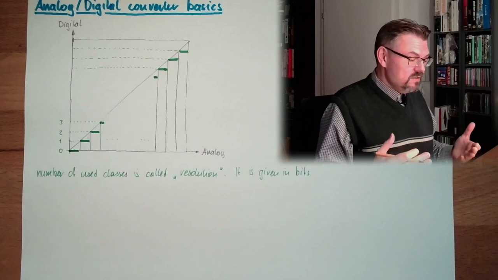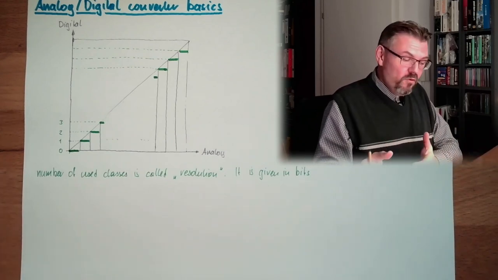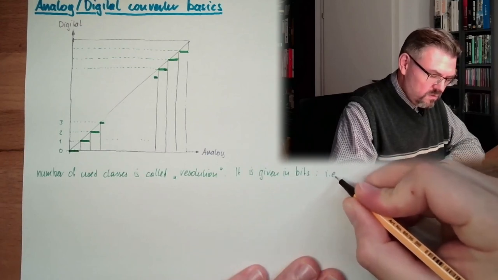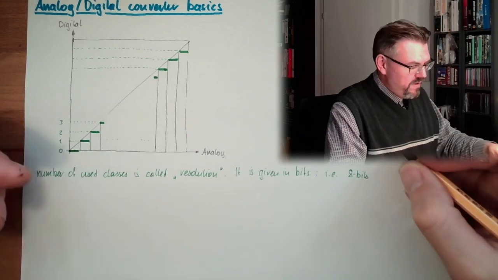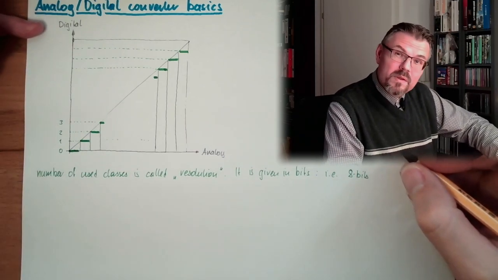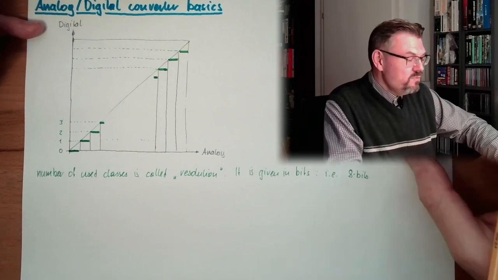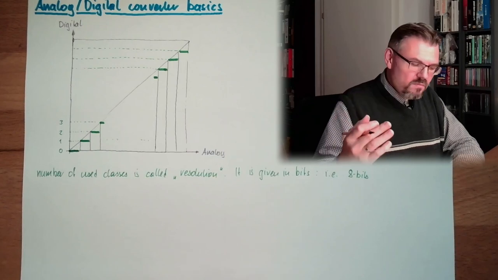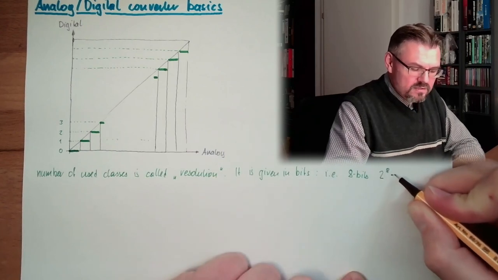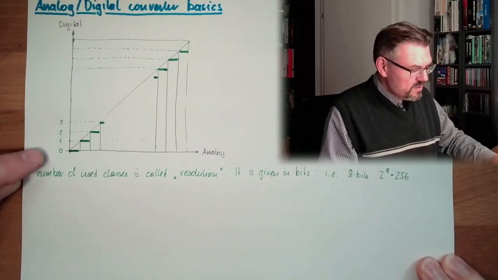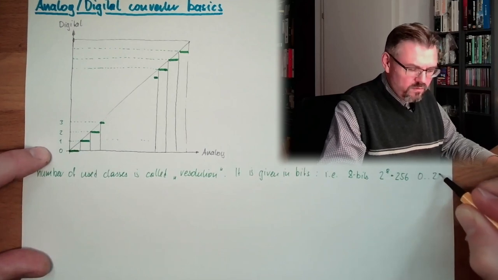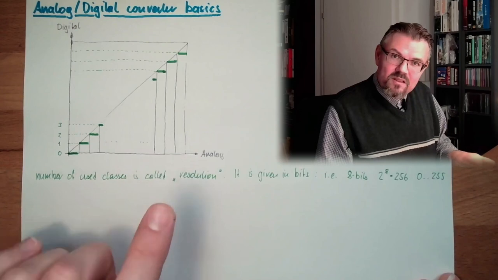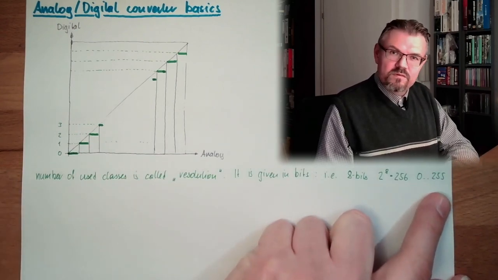So I have, for instance, a number of 8 bits, as we've learned. 8 bits means 256. Why 256? So we have an 8-bit number here. An 8-bit pattern is representing the digital value. And if we use a binary system, we have 2 raised to the power of 8 possibilities. These are 256. And the lowest number is 0 and the highest number is 255. So we are subdividing this analog range in 256 classes and give a number between 0 and 255. This would be with 8 bits.